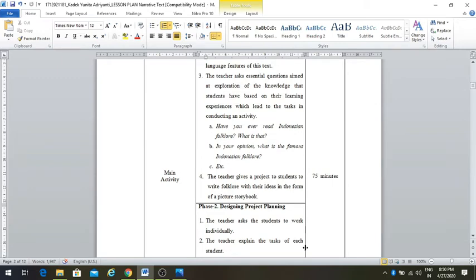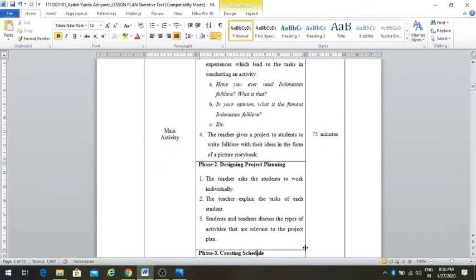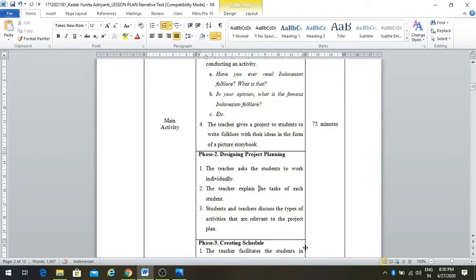Move to the second phase, which is designing project planning. In this stage, the teacher asks the students to work individually, and then the teacher explains the tasks of each student, and students and teacher discuss the types of activities that are relevant to the project plan. The students will work individually. They can freely choose an Indonesian folklore that they want to write, but they will develop the story with their own version.